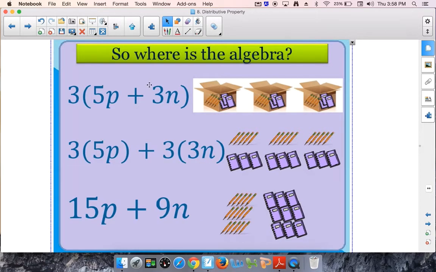So where's this in algebra? Well, if we have the 3 packages and there were 5 pencils in each one, 3 times 5 is my 15 pencils. If we had 3 packages and there are 3 notebooks in each one, 3 times the 3 notebooks would give me the 9 notebooks.